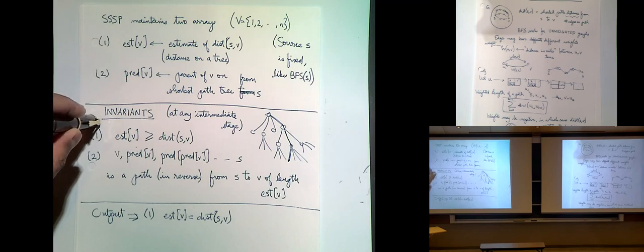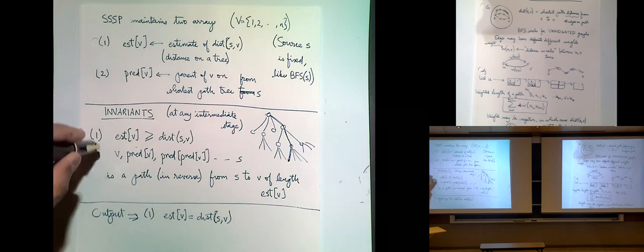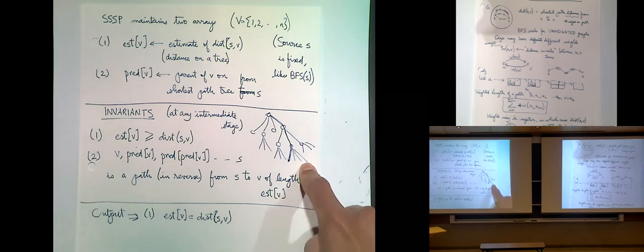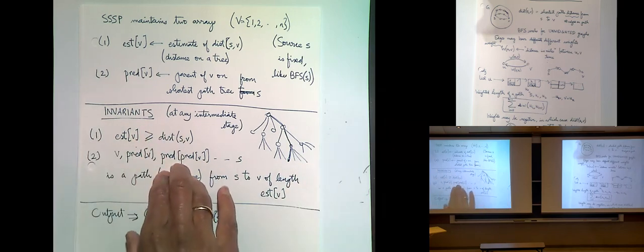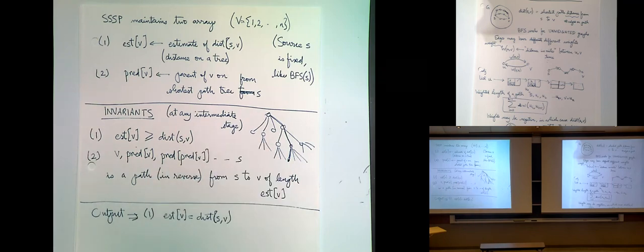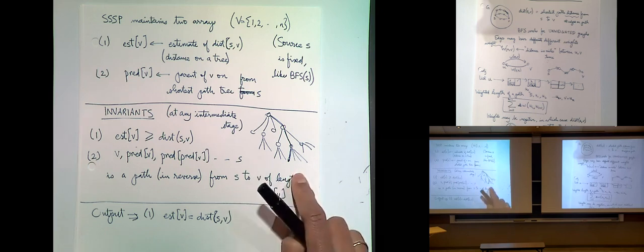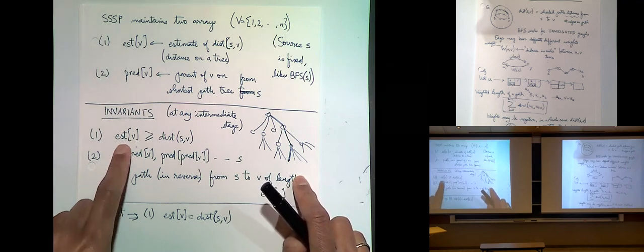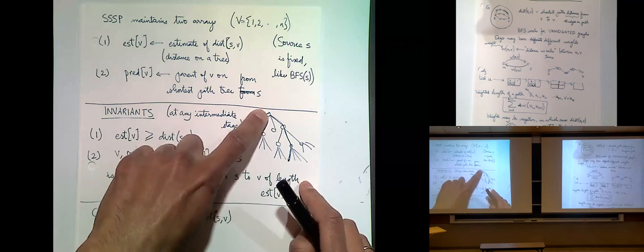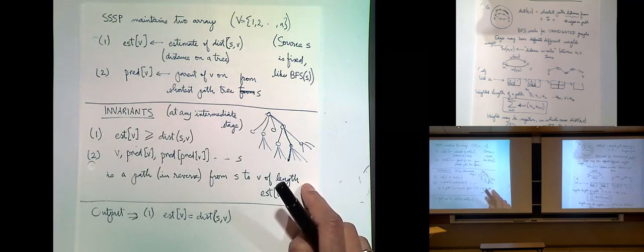So this invariant means that at every stage of the algorithm, these statements will always be true, and they're both sort of coupled. It's all about the tree. If you ignore the mathematical notation, it says it's maintaining a particular tree, right? And the estimate is simply the distance on the tree from S. S is the root. So it's maintaining this tree. Now the graph is a bigger graph, but it's just like BFS, it's maintaining this tree, and the estimate is simply the length of the path on the tree.